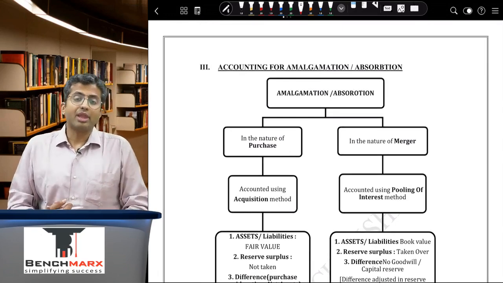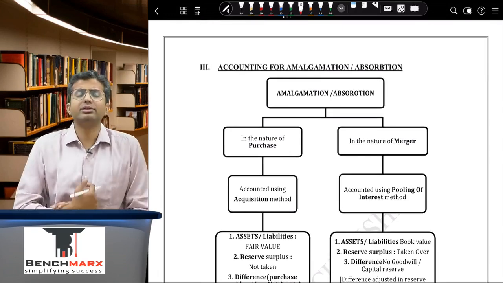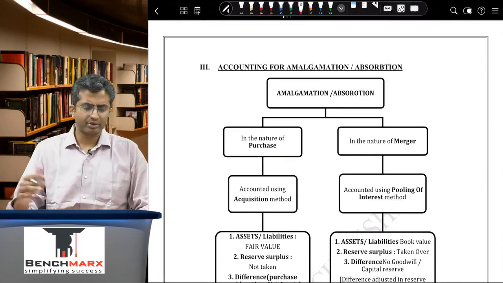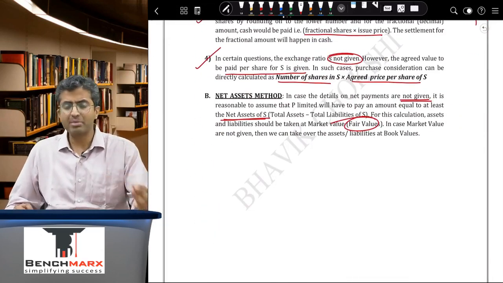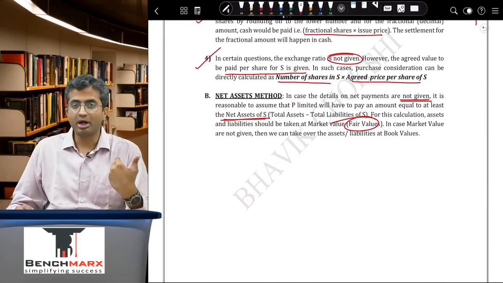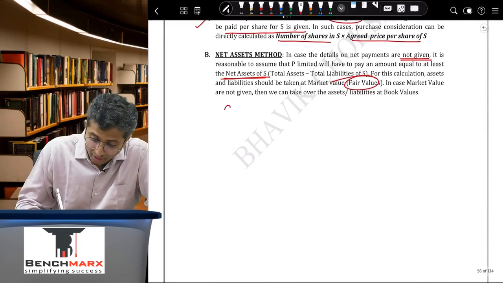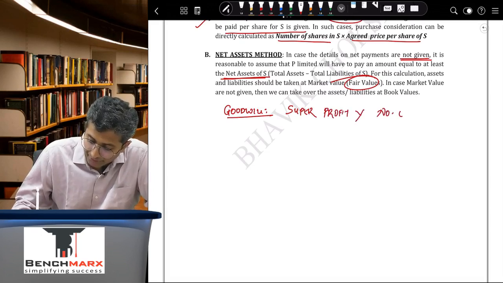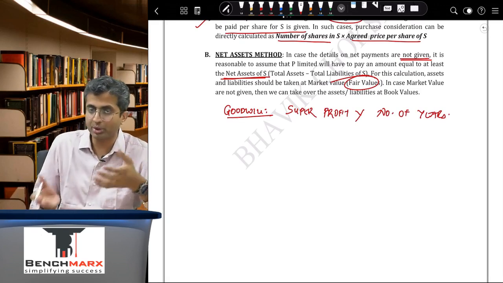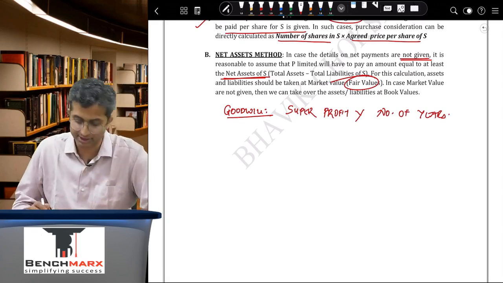Acha. Now there are two types. Now when we look at net assets, you will take over all net assets. There may be certain questions where you might be given a mechanism to calculate goodwill, like you must have even studied in your partnership. You must be given a mechanism to find super profits and super profits into the number of years purchased. Data might be given, and based on that you can calculate goodwill, and that goodwill may be used if data is given.